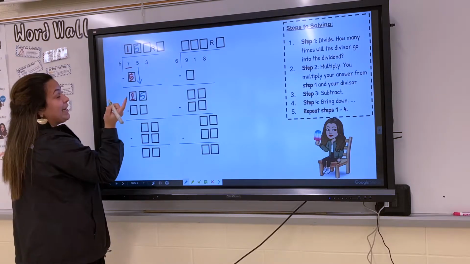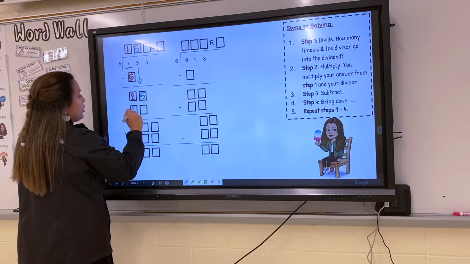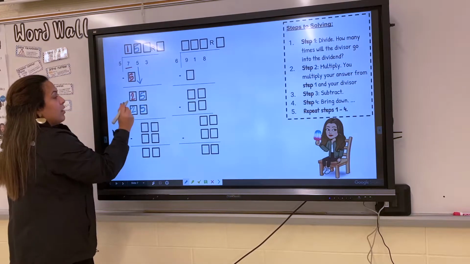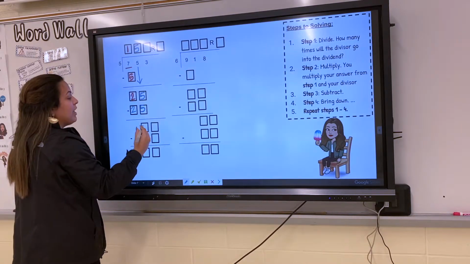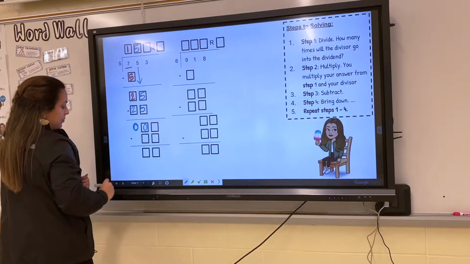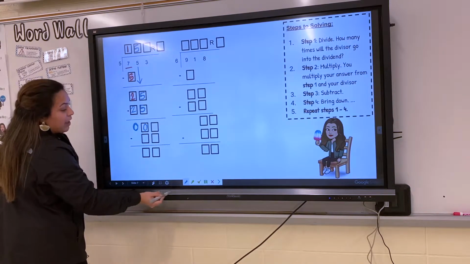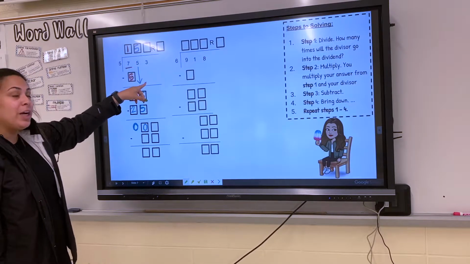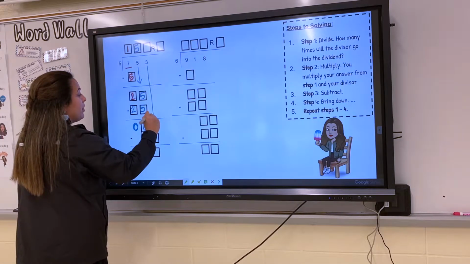So I divided. Now I'm going to multiply. 5 times 5, we already established, is 25. 25 minus 25 is 0, because 5 minus 5 is 0, and 2 minus 2 is 0. Now, I'm not done because I have another number in 753, so I need to bring down the 3.